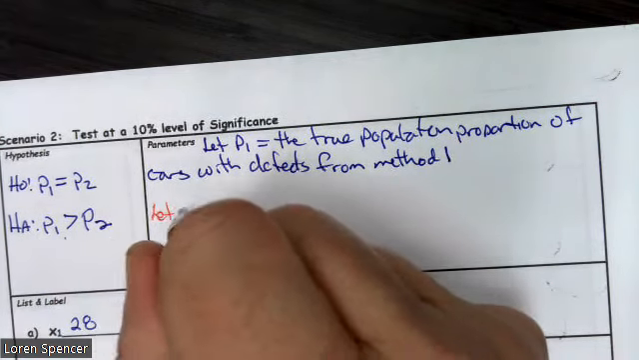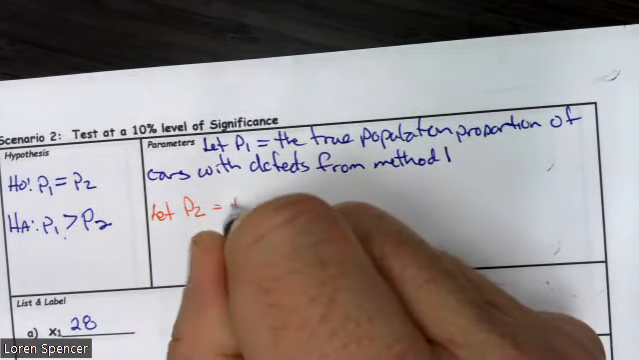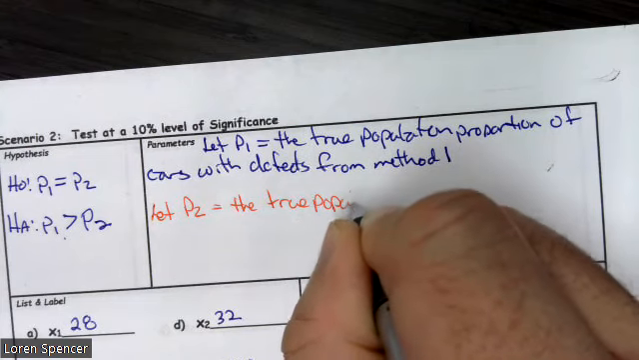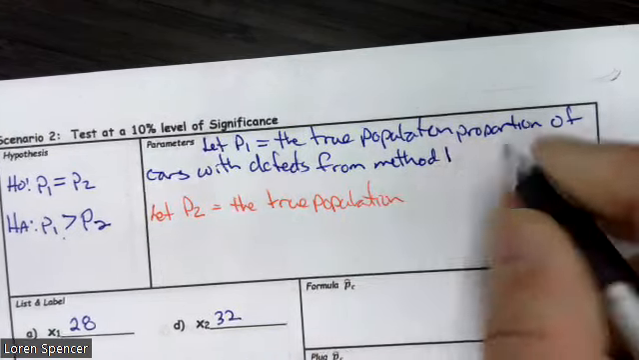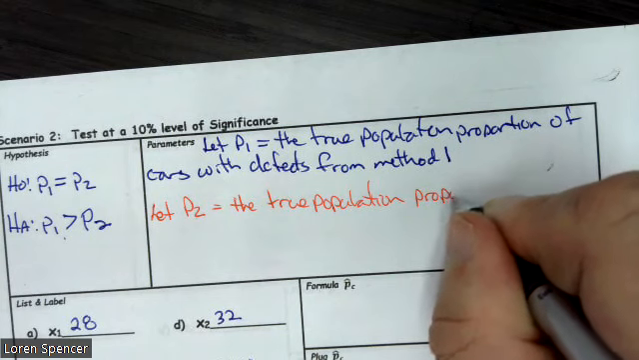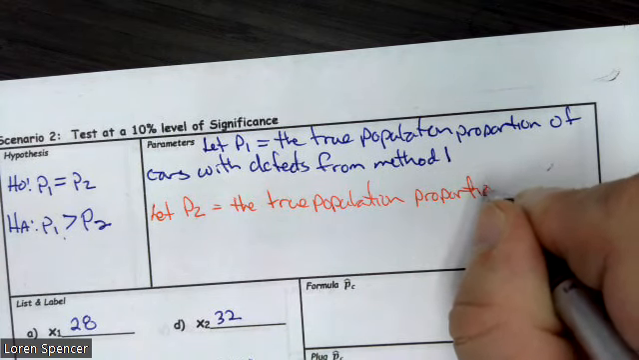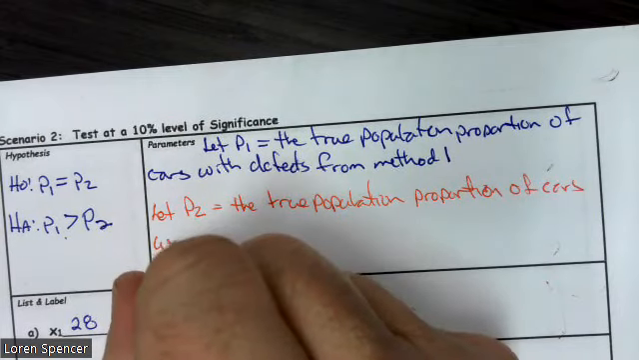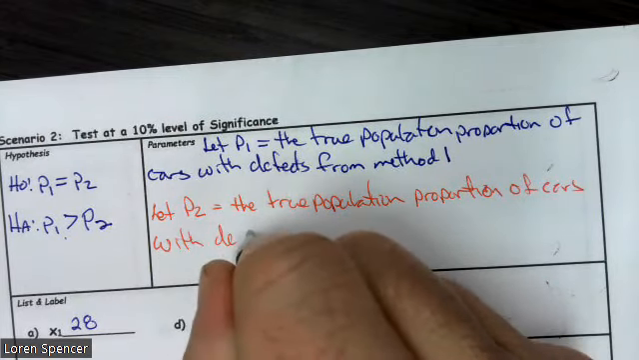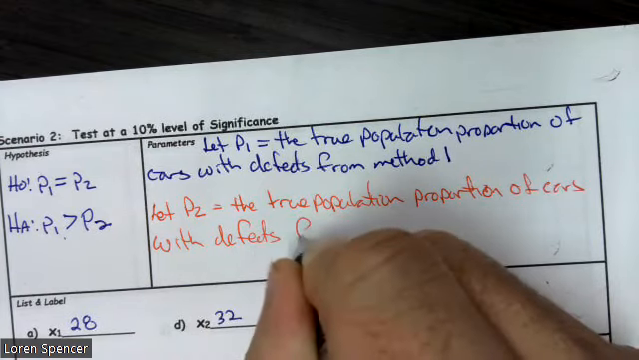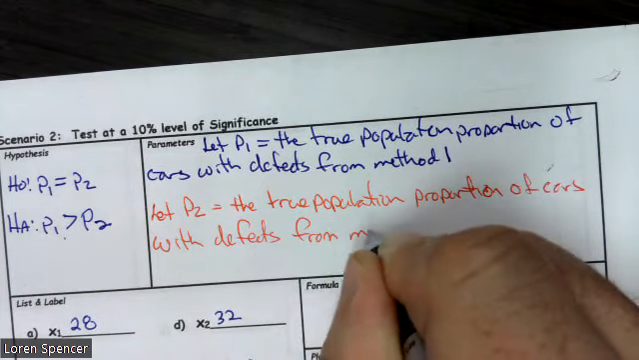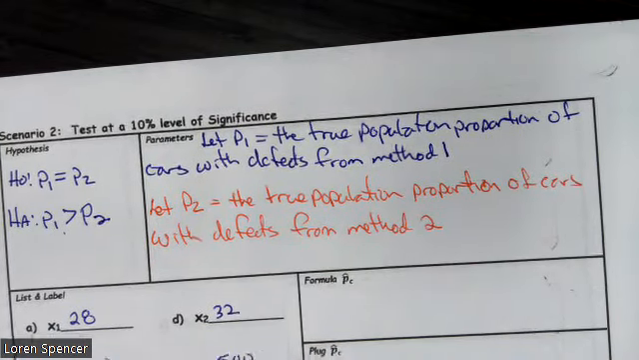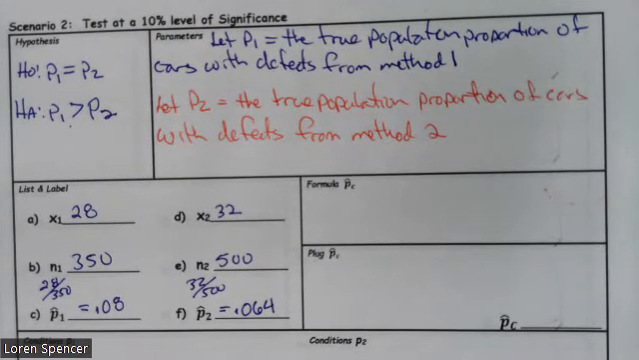Let P2 equal the true population proportion of cars with defects from method 2.